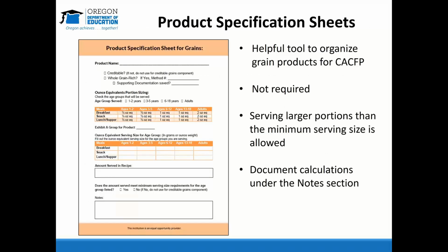And if you do need help organizing your grain items, we do have a handy product specification sheet. This can be downloaded as well under your handouts tab. This isn't a required form, but if you have a lot of different grain items and you want a form that can help you organize both creditability status and serving size requirements, you can use this. Remember that serving a portion size that is larger than the minimum serving is allowed, and there's also a notes section at the bottom for any additional information you want to add.